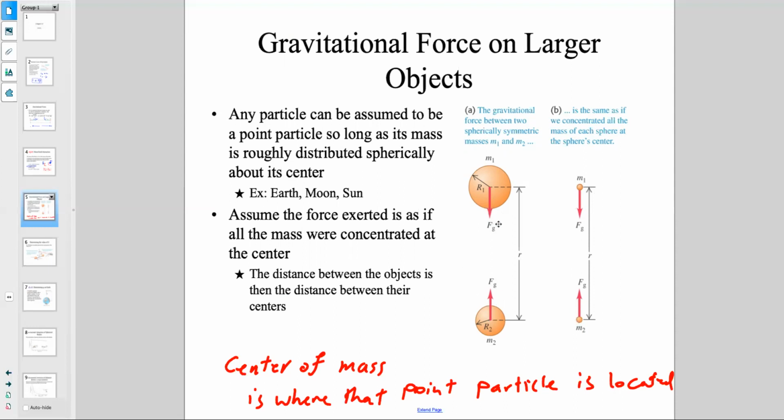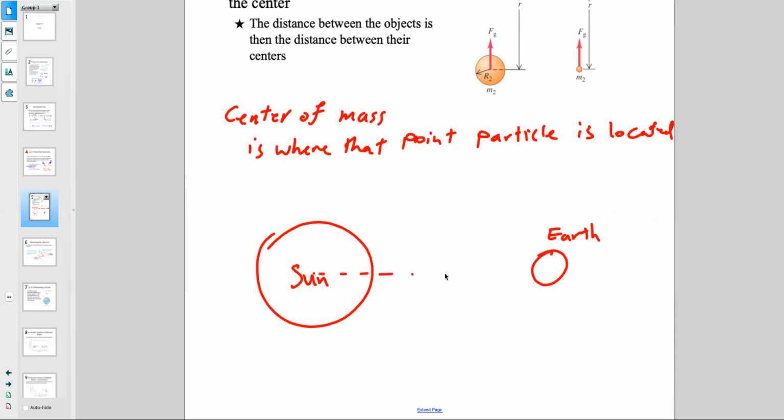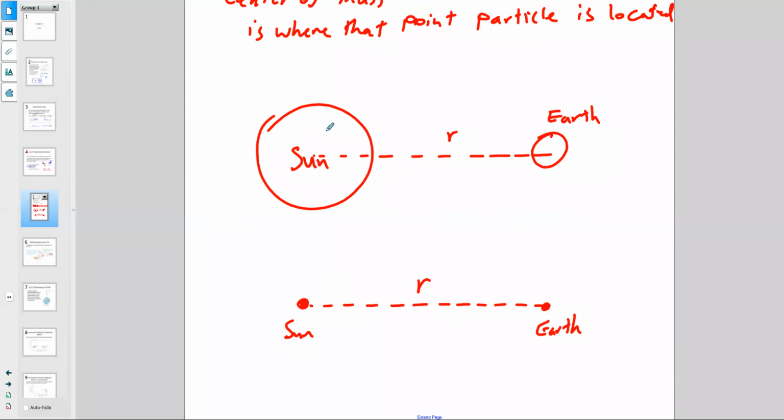So in other words, if I want to consider, for example, the Sun and Earth, if I say that this is the Sun, and let's say that this is Earth, I can think of this system as a point particle here and a point particle here. Okay, so this is the Sun and this is Earth, with the same relative distance from one another. But rather than having a sphere like that, I'm just showing it with a point particle.